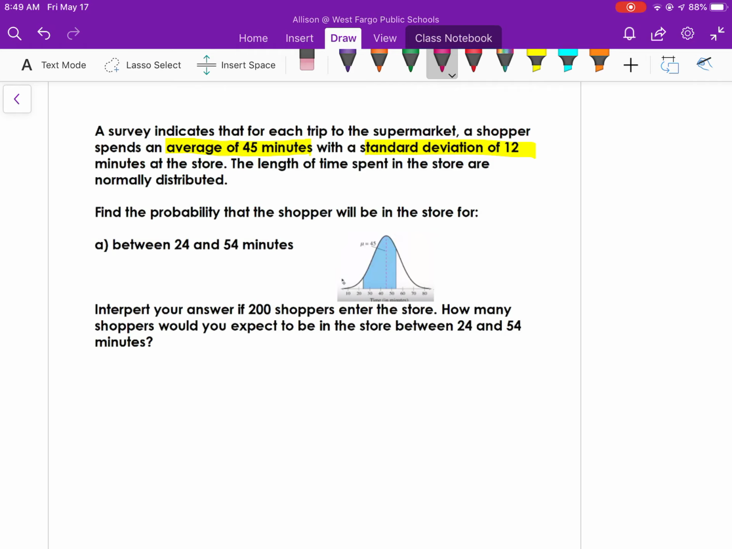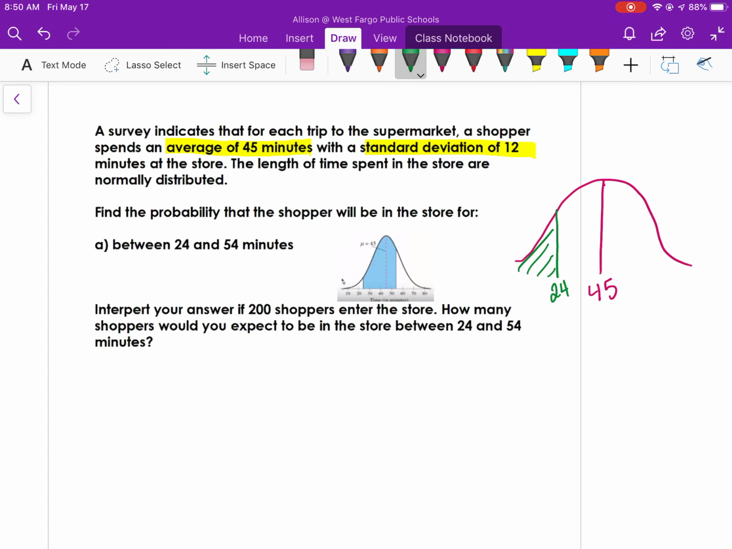So here's the picture we're looking for. And another picture might help a little bit. Here's our average of 45, and we want to know between 24 and 54 minutes. So first I'm going to find what is down here at 24. What's the probability that they will be in the store for 24 minutes or less? So I'm going to find this right here, 24 minutes or less.